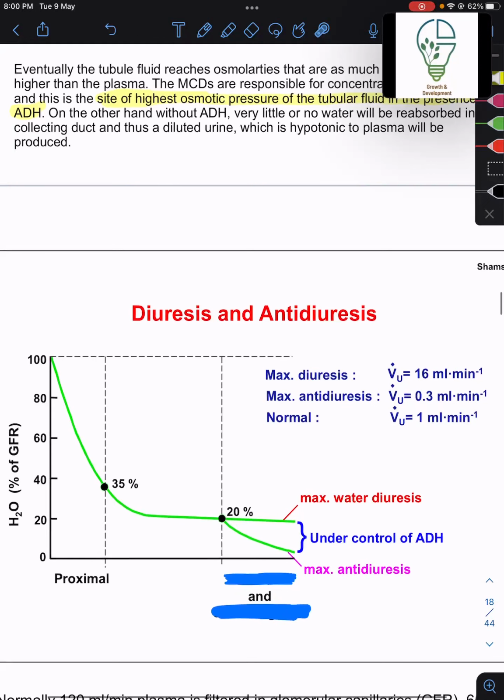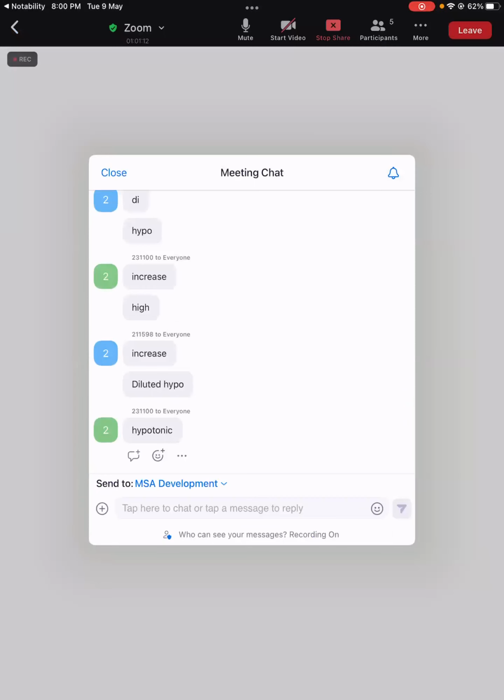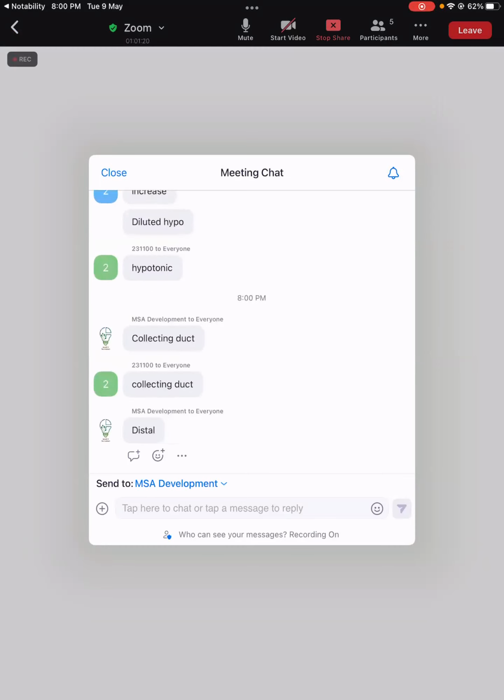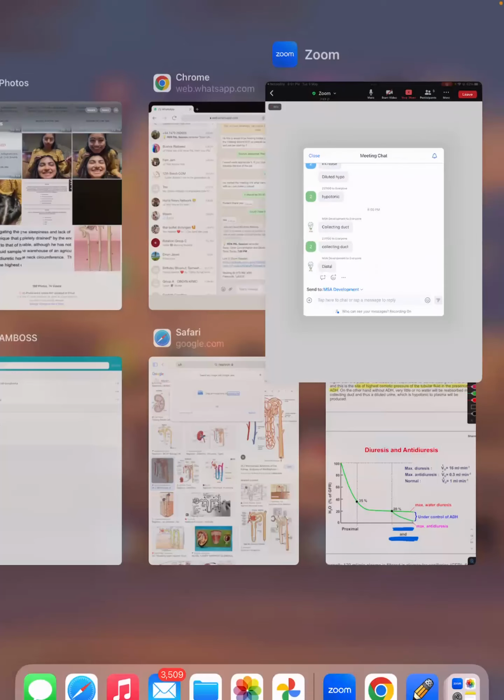Okay, which I kind of spoiled for you, but where are the two places that ADH acts? I know I asked this before, but I really want to make sure because it does come up on MCQs sometimes. Where are the two places that ADH acts? What part of the tubules? Collecting duct, good. And distal convoluted tubule, good.